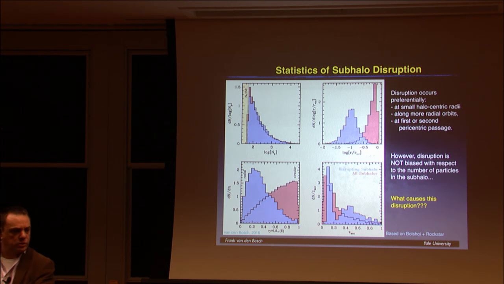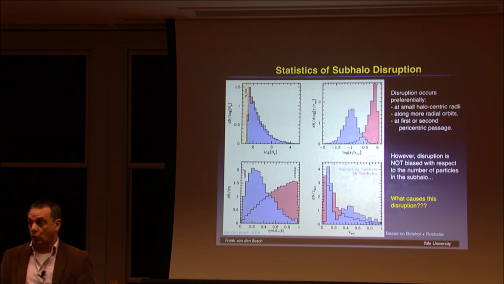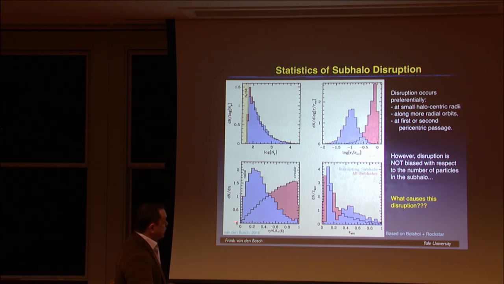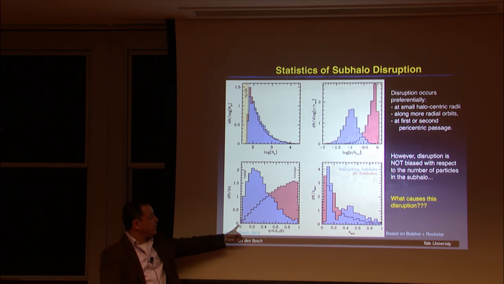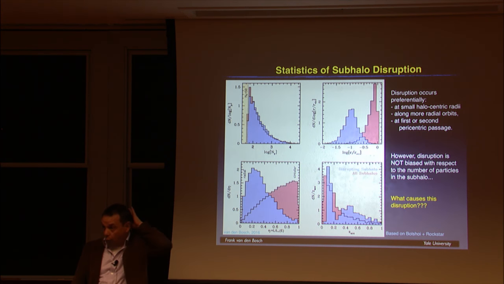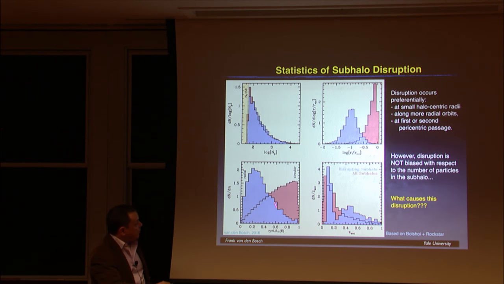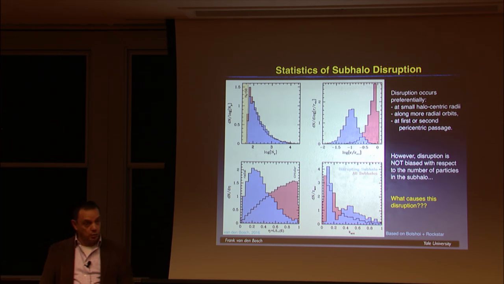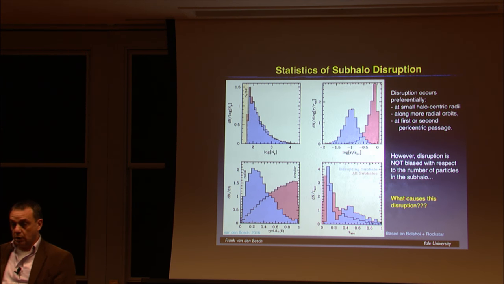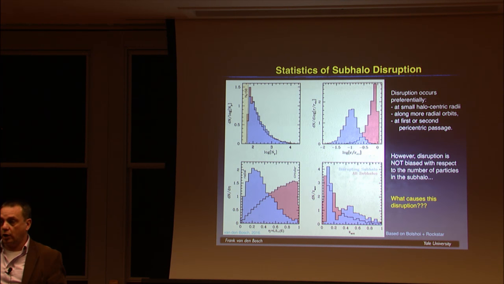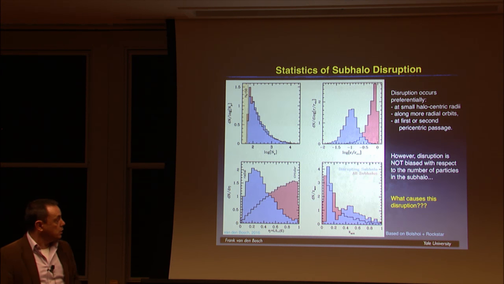That makes sense. That's where the tidal field is strongest. That's where you get your tidal shocks. You can look at the orbital circularity here. 0 is a radial orbit, 1 is a circular orbit. You clearly see that the things that disrupt are much more preferentially on radial orbits compared to the average. Again, it makes sense. Those are the things that get a larger tidal shock, that get closer to the center.